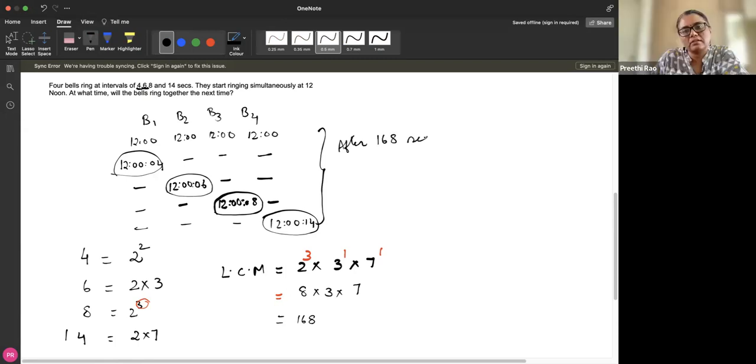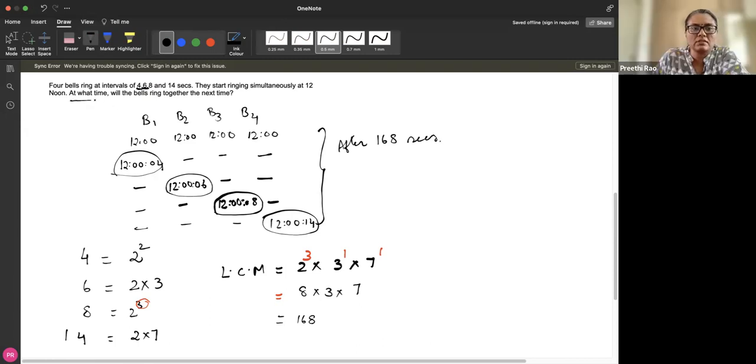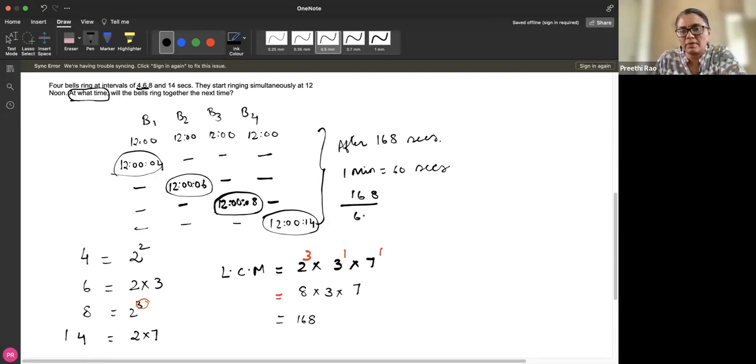168 seconds, which is equivalent to 2 minutes and 48 seconds if you convert it. But the question is, at what time? We want to know at what time they'll ring together, isn't it? So 1 minute is 60 seconds. So 2 minutes 48 seconds. 168 divided by 60 is 2, which gives 120 seconds.